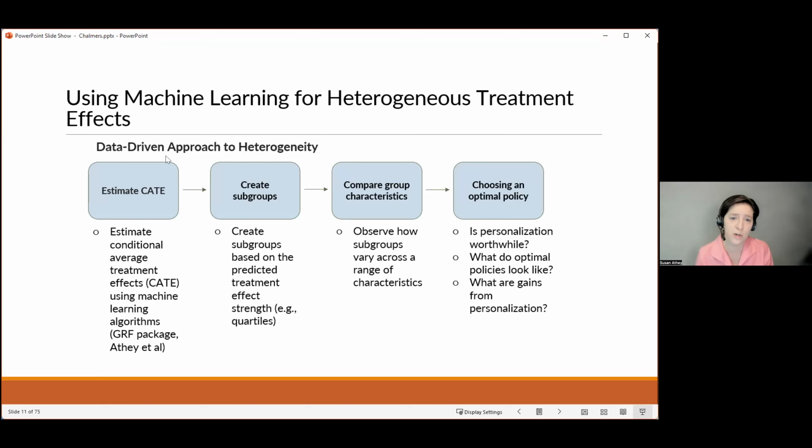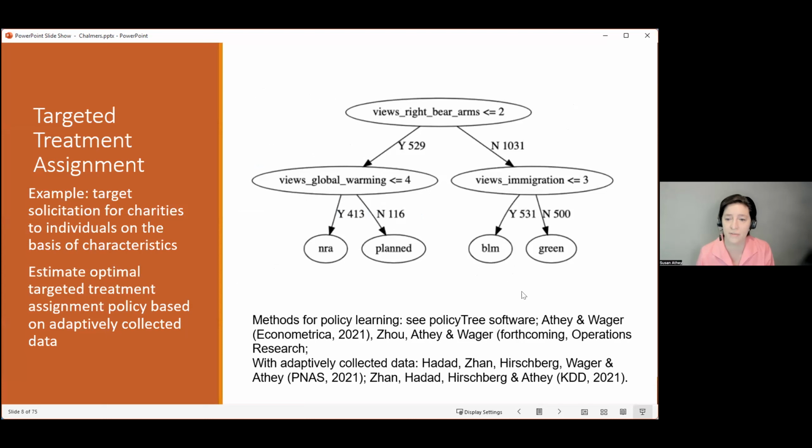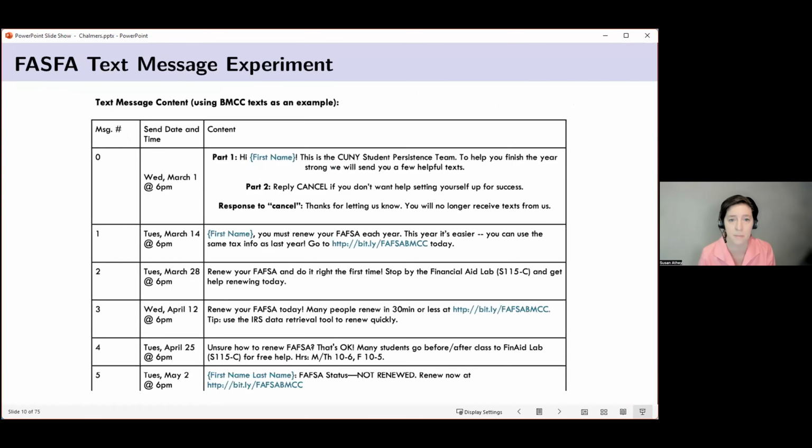So the data-driven approach to heterogeneity: we start by estimating conditional average treatment effects, which we do with our GRF package. We then can evaluate that heterogeneity. We can compare the different group characteristics, and then finally estimate an optimal policy. And we do that either using non-parametric methods, just give the policy to who it works for best, or we can also use parametric policies like this type of decision tree, where we have a method called policy tree that you can get to also from the GRF package that estimates decision trees.